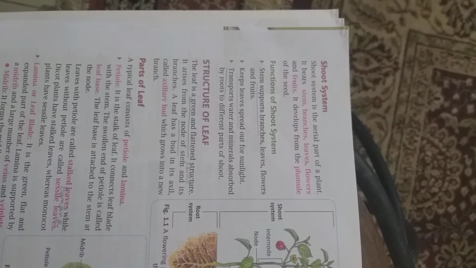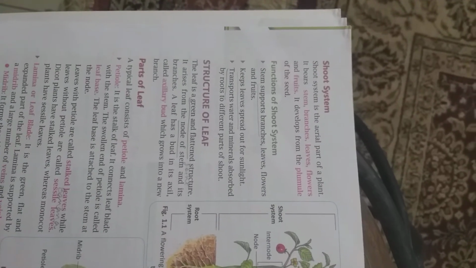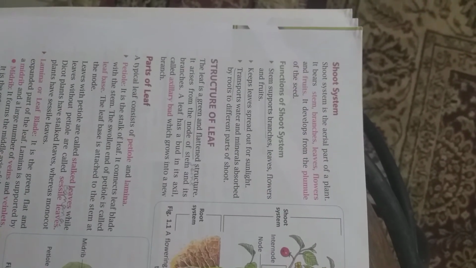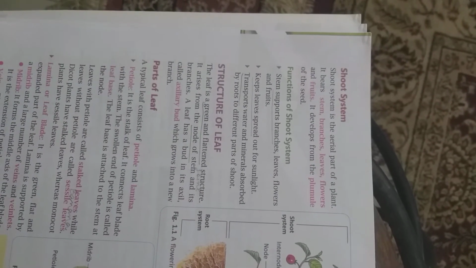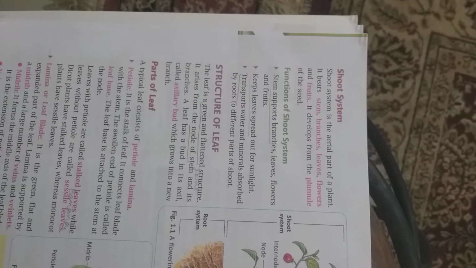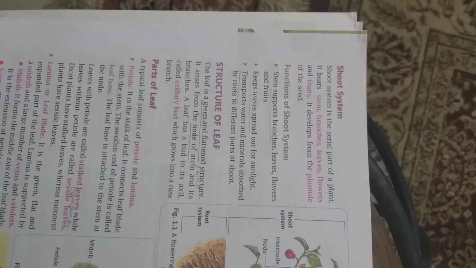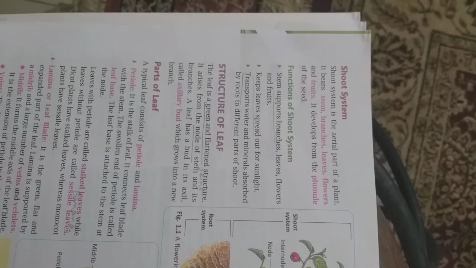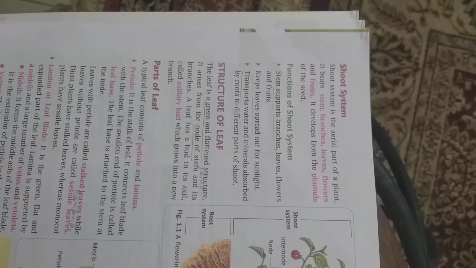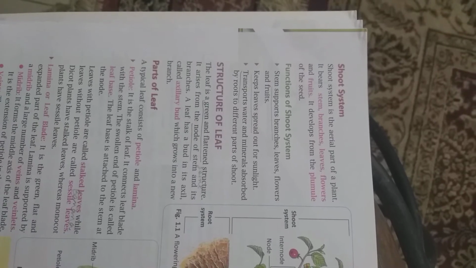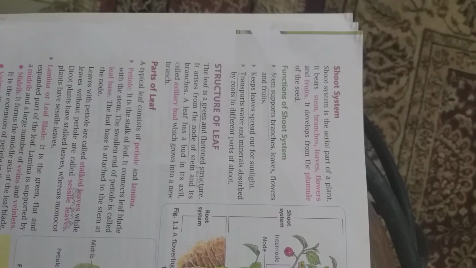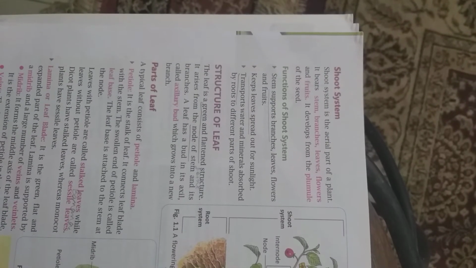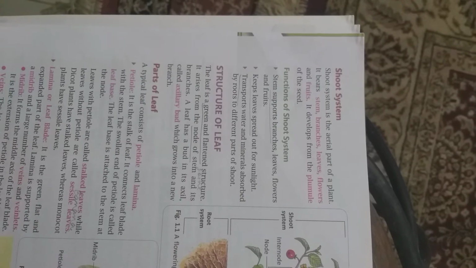Also, it has a conducting vessel. The stem is the main part from where the food supply from the leaves is transported to the other parts of the plant, and water and minerals which are absorbed from the root are transported to the other parts. So basically this shoot system supports the branches, keeps the leaves spread, plus it is a transport system for minerals and water which are absorbed by the root and food which is prepared in the leaf.